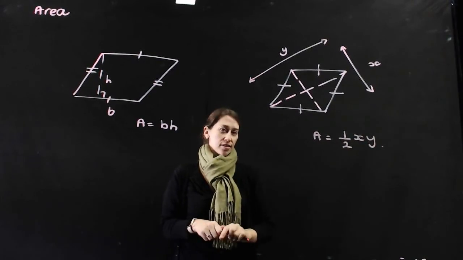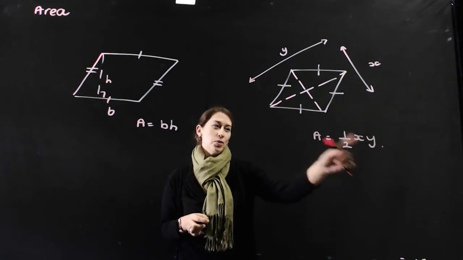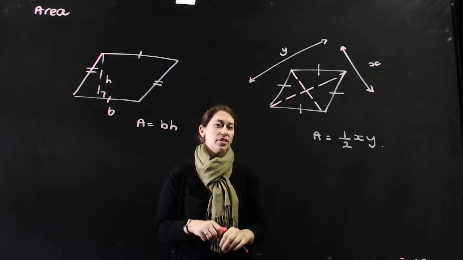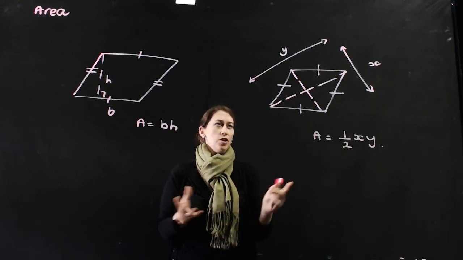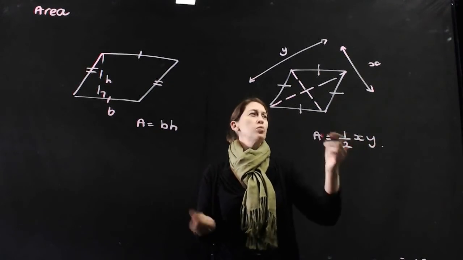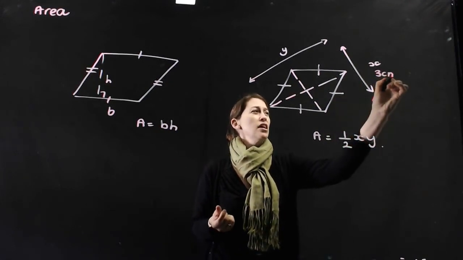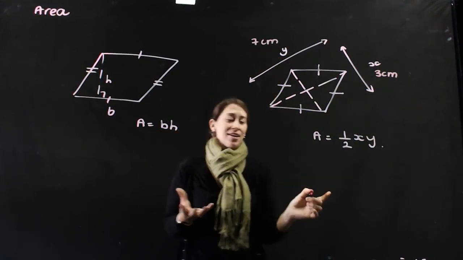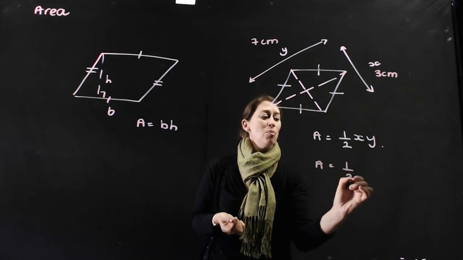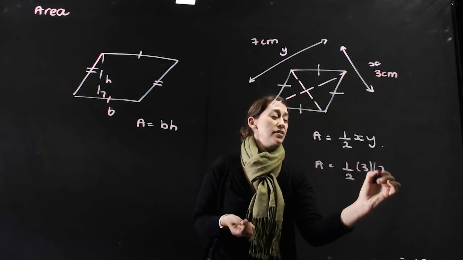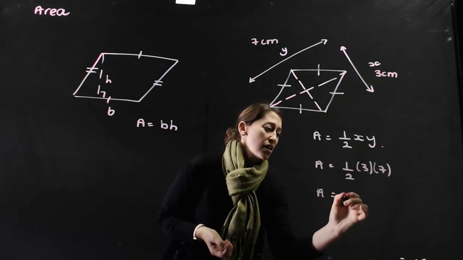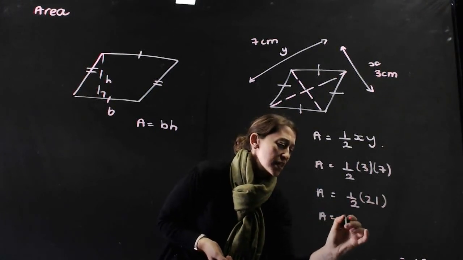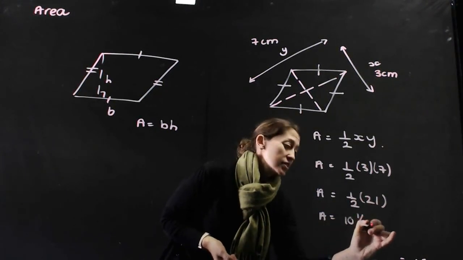Now what's important is that you know how to use these formulas. Anyone can learn formulas. It's can you use them, can you substitute the values in correctly to be able to use these formulas. So for example, if I'm given a rhombus with a length of 3 centimeters and a length of 7 centimeters, the area is going to be 1/2 multiplied by 3 multiplied by 7, which of course is 1/2 of 21. Half of 21 is 10 and a half. And we're in centimeters squared.